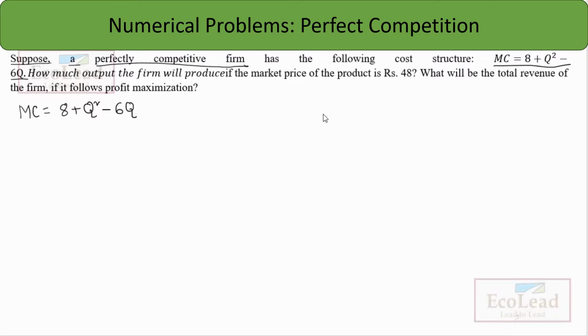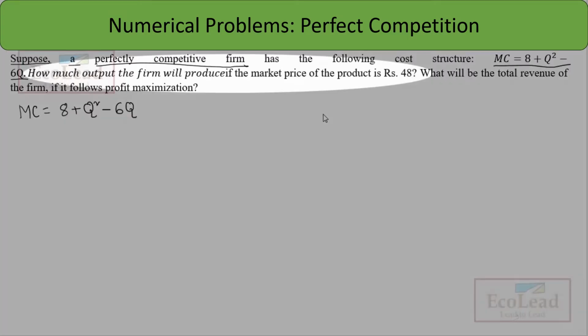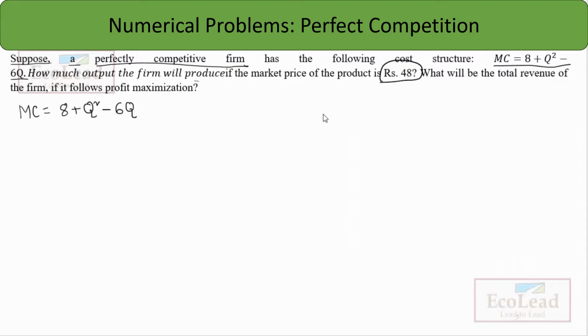Now what is the question? The question is how much output the firm will produce if the market price of the product is rupees 48. So here is our next information. It is given that the price of the product, the price here means the market price of the product, is rupees 48.